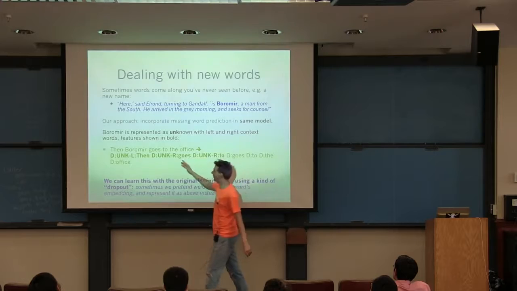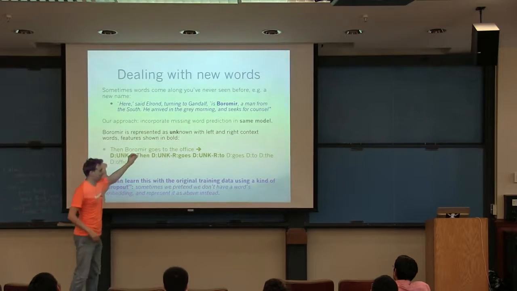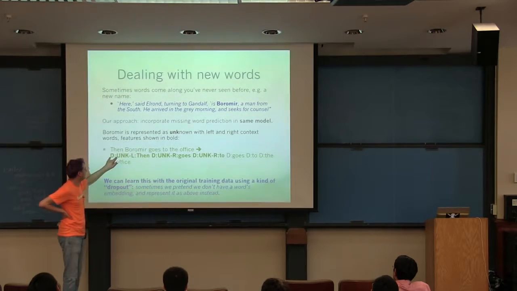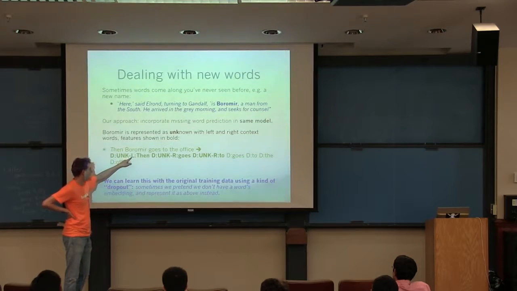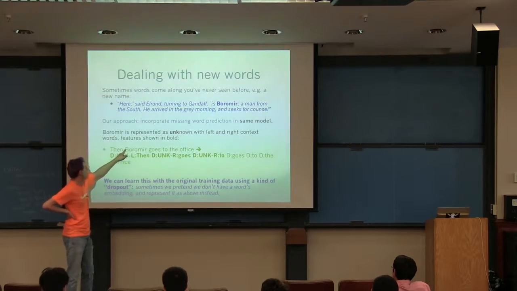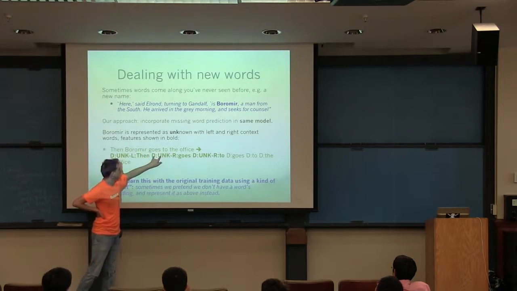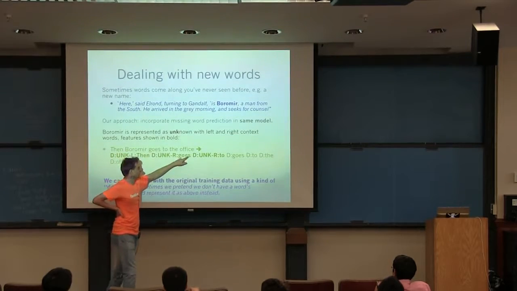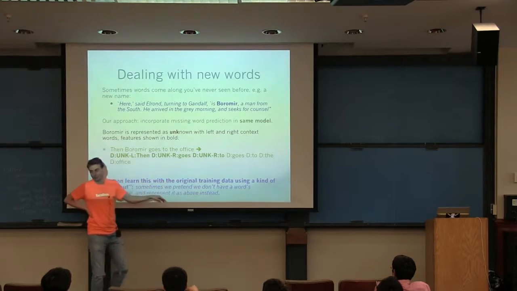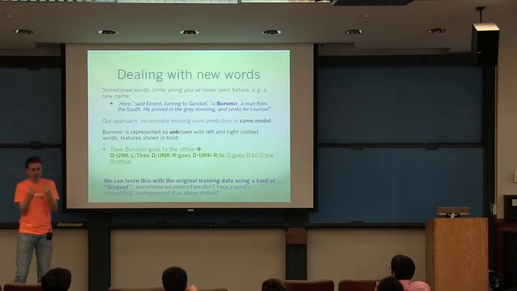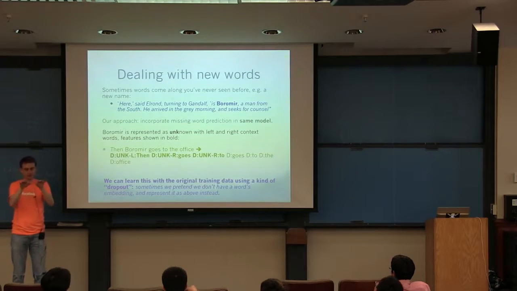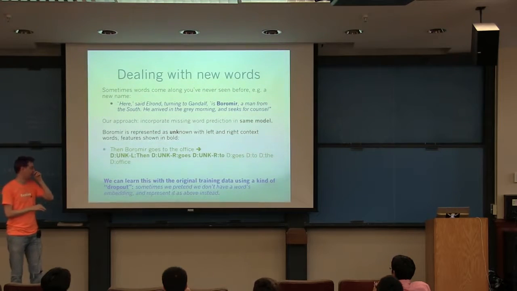So we do that with these special features. We don't have a word embedding for Boromir, but what we can have is this special unknown word, where to the left is the word "then" and to the right is "goes to". So we have a special unknown-goes feature on the right, and an unknown-to feature on the right. So we can represent a missing word using these special context dictionary words.